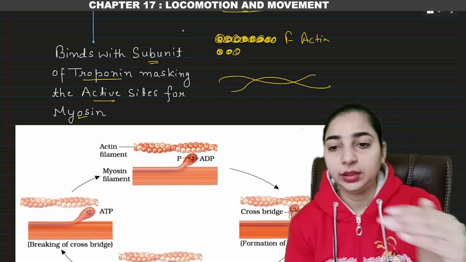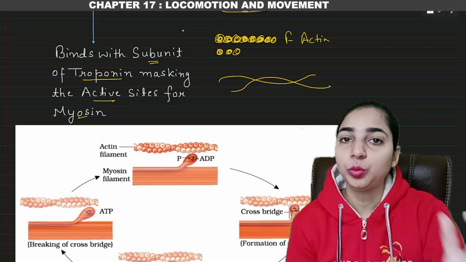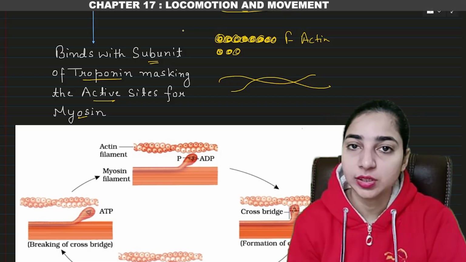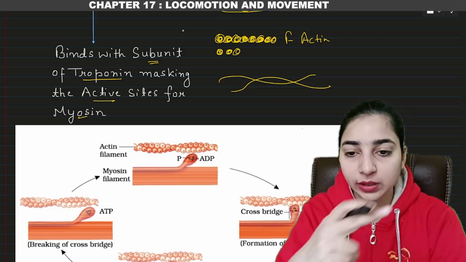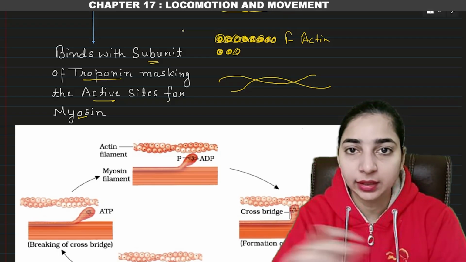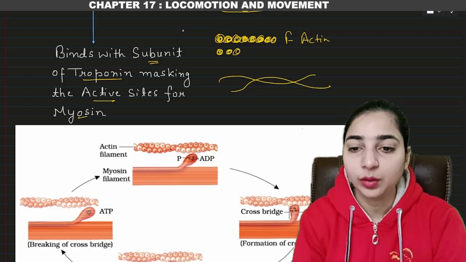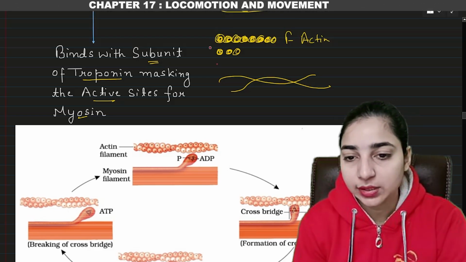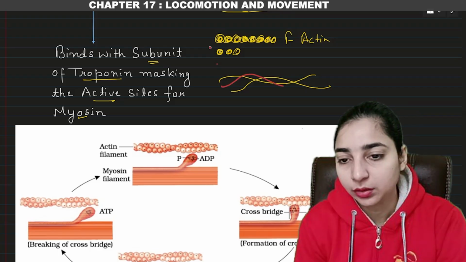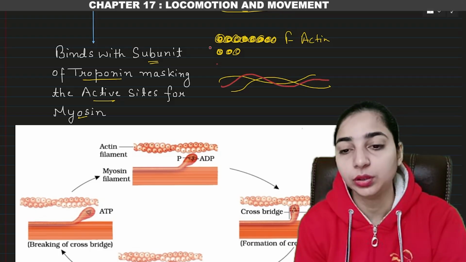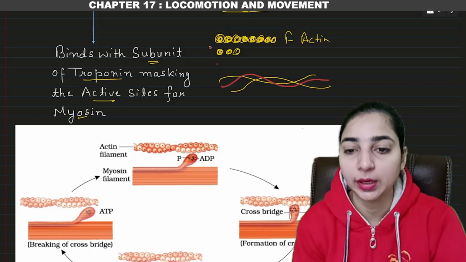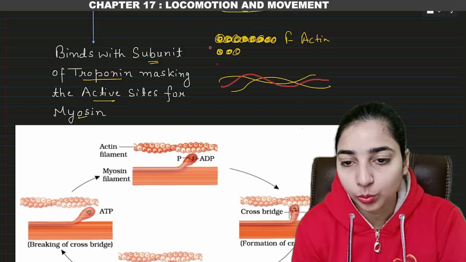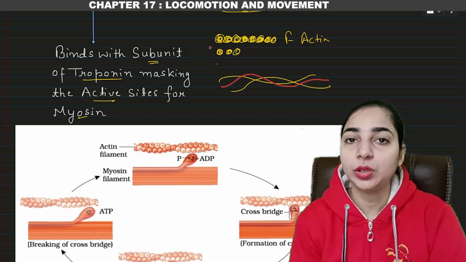Now on the F actins, there will be another protein called tropomyosin, which is again a rope-like structure which will run close to the F actin throughout the length. Let me show the tropomyosin in red color. So there is a tropomyosin which is running close to the F actin throughout the length. In red color, we have the tropomyosin. On the surface of the tropomyosin, we have subunits of troponin.